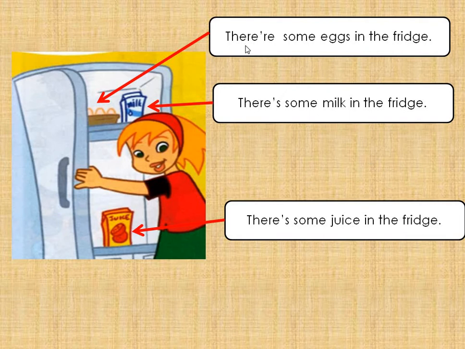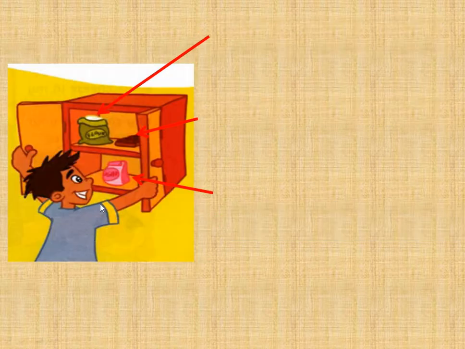Now teacher will say and you repeat. There are some eggs in the fridge. Good. There's some milk in the fridge. There is some juice in the fridge. Okay, well done. Alright, next. What is in the cupboard? Or what are in the cupboard?